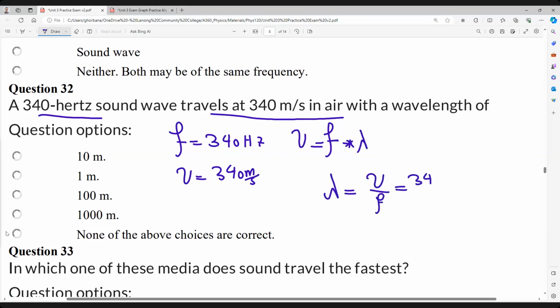Perfect. 340 meter per second divided by 340 hertz will be 1 meter per second. Sorry, not 1 meter per second. It's going to be 1 meter. 1 meter, my bad. 1 meter. Good.